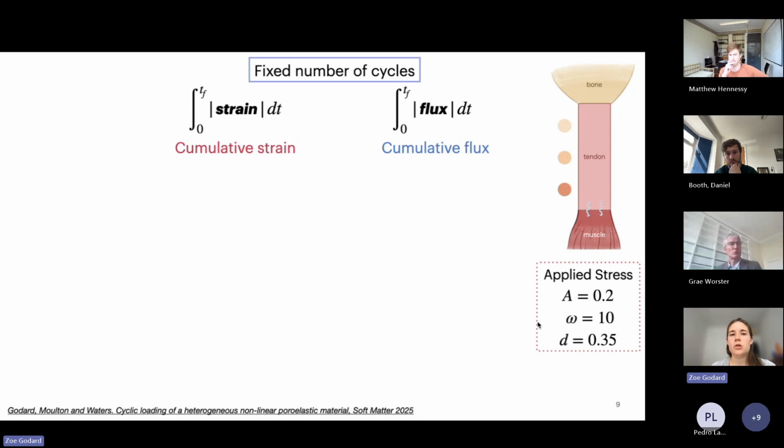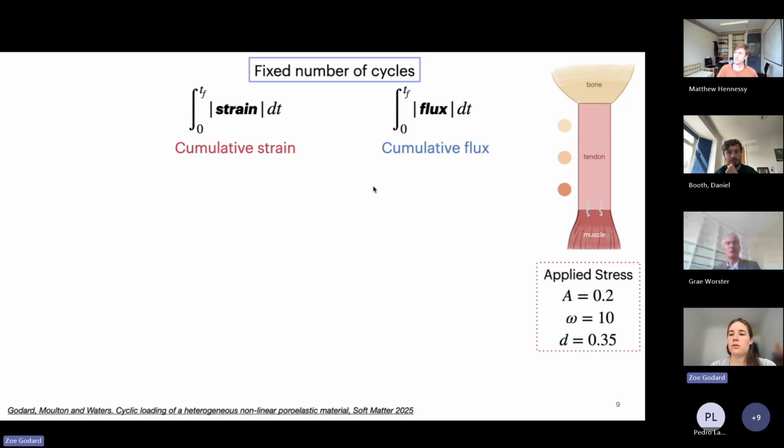And I'm choosing to fix my number of cycles here. You could also fix the loading time instead. And that doesn't really matter at this point, but it does when you start varying the frequency and when you're interpreting those results. There's a lot of different ways that you can define things in this system, and I certainly explored many, and you have to be careful about what you're interpreting and what you've defined.